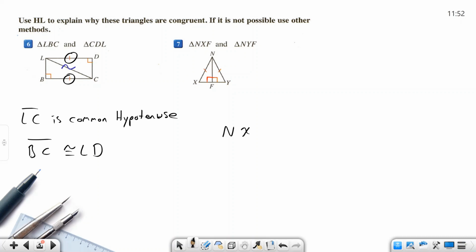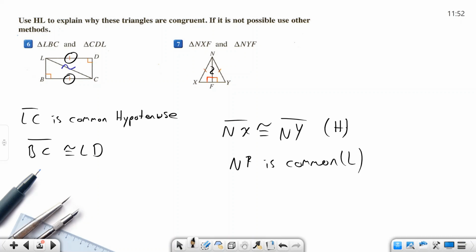NX is congruent with NY. So these are the hypotenuses. Let's say H. And as you see here, a common side NF, a common leg. So I can say this is the leg. Therefore, these two triangles are again congruent.